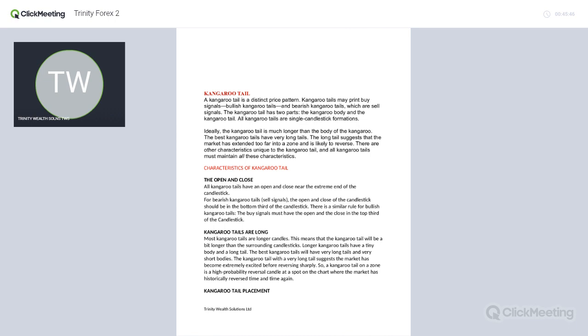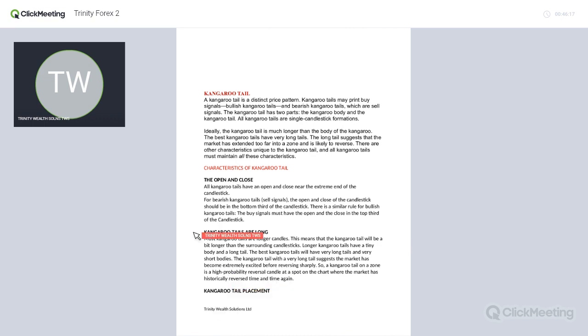So a kangaroo tail on a zone is a high probability reversal candle at a spot on the chart where the market has historically reversed time and time again. So when these kangaroo candlesticks appear on a zone, that is a support zone or a resistance zone, chances are the market is reversing. So they will make more sense and we can take a trade.